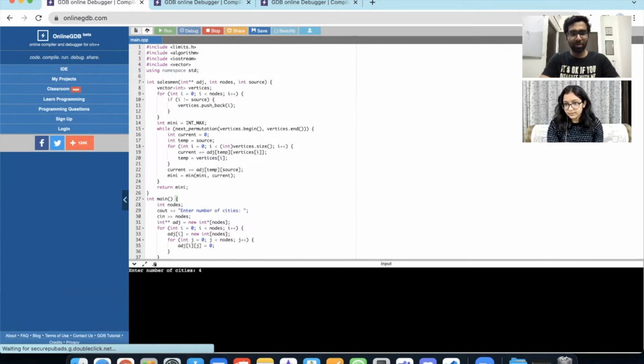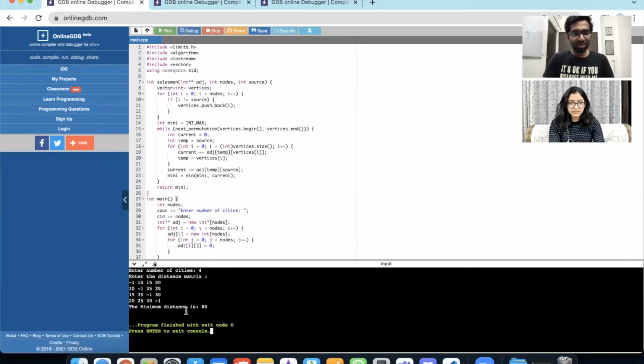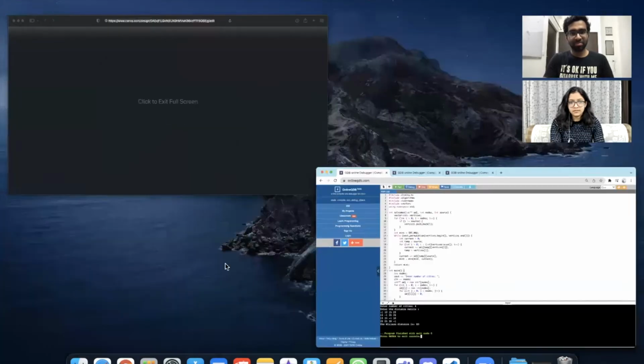Now we will be running the program. See, I have inputted the number of cities. Then I input the distance matrix. I have it copied in my notepad, so I'll just copy paste that. And now we'll be running the code. So the minimum distance as it's stated here is 80, and we can verify it as well. This is the correct answer.